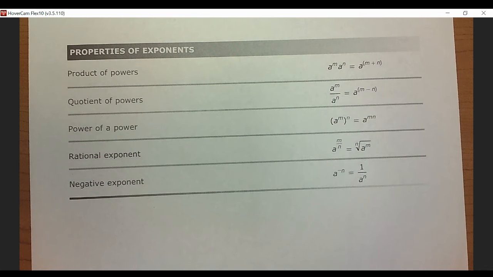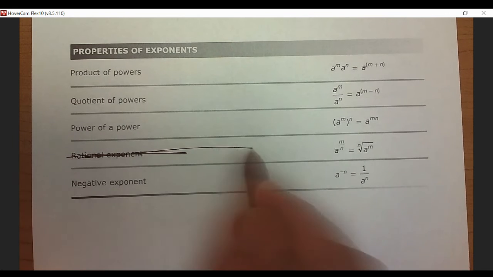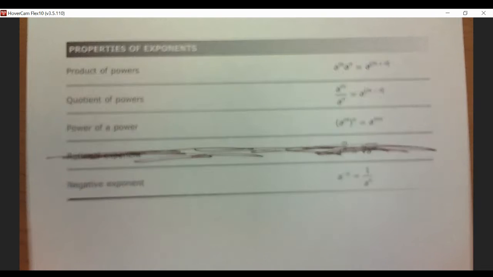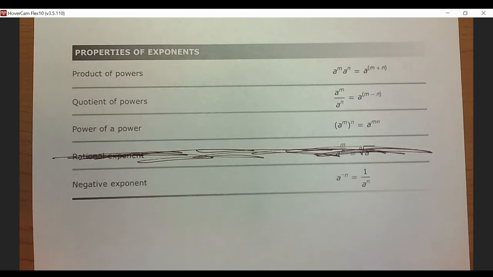So first, I want to go over our rules. This slide, this picture is taken from the formula chart that we get on the STAAR test. They give us these rules. We don't have to remember them. We only need to know 4 of these. Rational exponent, cross that out. We never go over that. We don't need to use that. It's irrelevant to us.